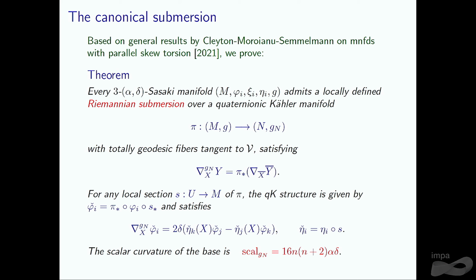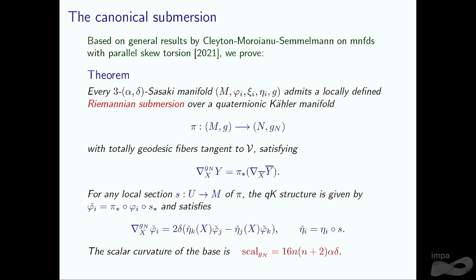Okay. Furthermore, I already said so, and now let's put that into a precise statement. Namely, based on the work by Clayton, Zimmerman, and Moriano, we can prove that these manifolds admit a very nice locally Riemannian submersion. Namely, every phi alpha delta Sasaki manifold is locally a Riemannian submersion over a quaternionic Kähler manifold, which I'm going to denote by N, with totally geodesic fibers, tangent to the vertical distribution, and the Levi-Civita connection on the quaternionic Kähler manifold is the projection of the canonical connection, the canonical connection I just described, upstairs.